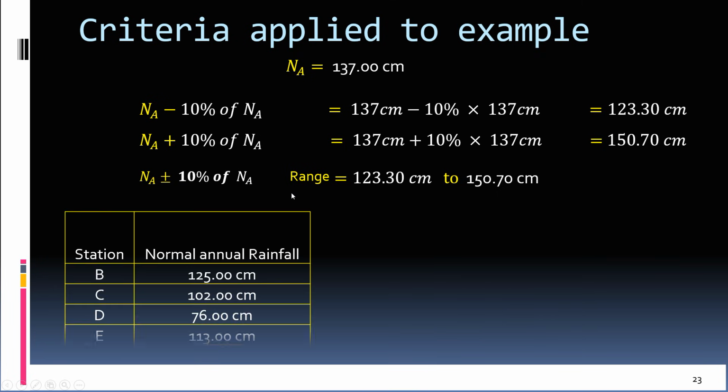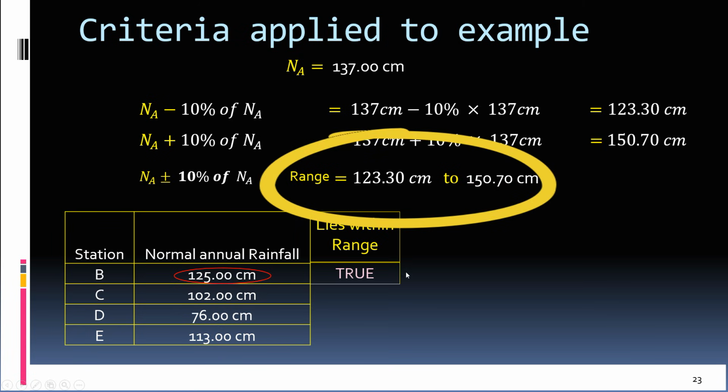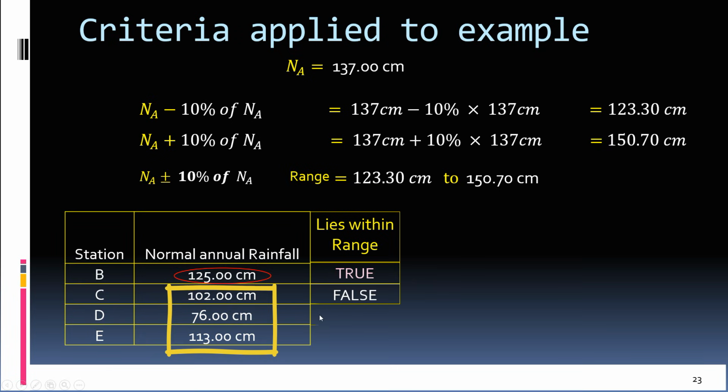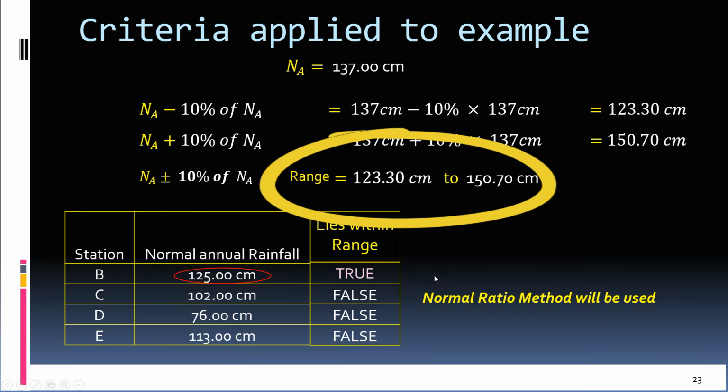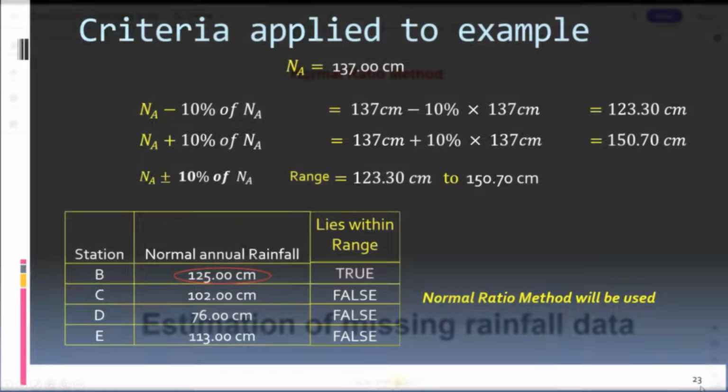Now we will check whether normal rainfalls at station B, C, D and E lie within this range or not. We can see that here 125 centimeters, which is the normal rainfall at B, lies in this range. The rest of the values lie outside this range. So the normal ratio method should be used. We'll go to GeoGebra and apply the formula for the normal ratio method.